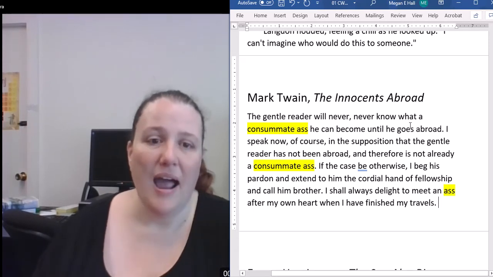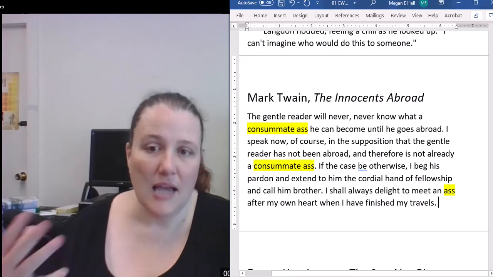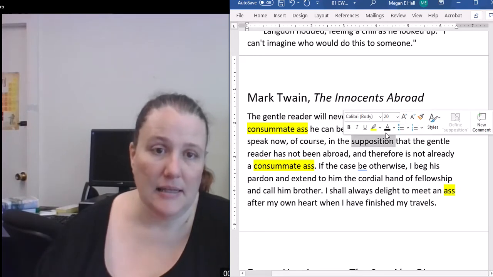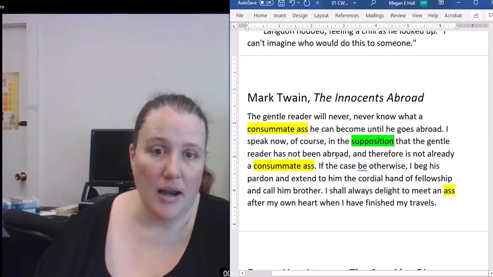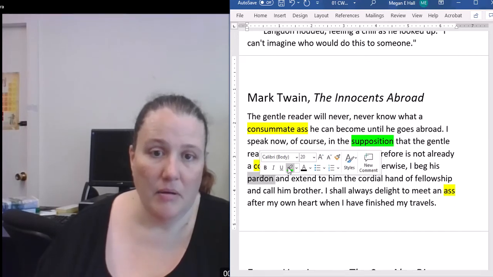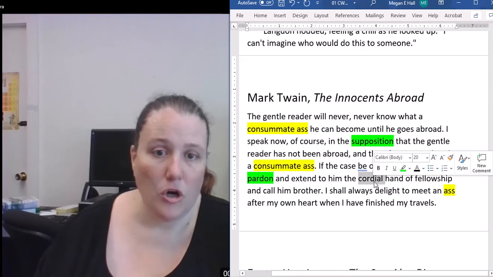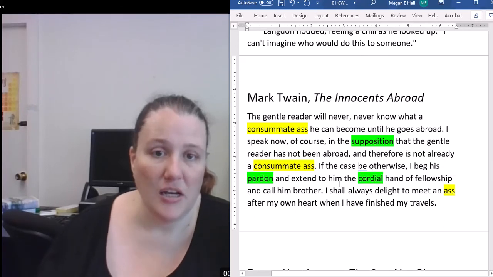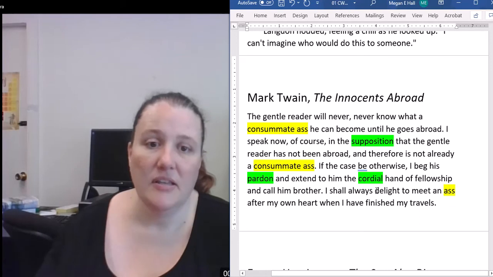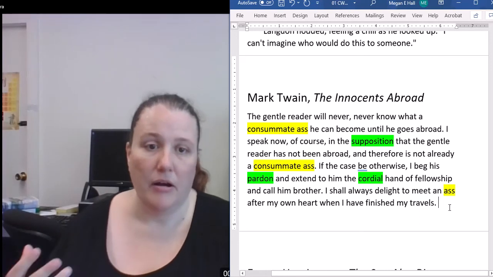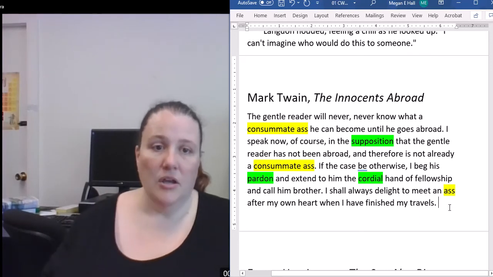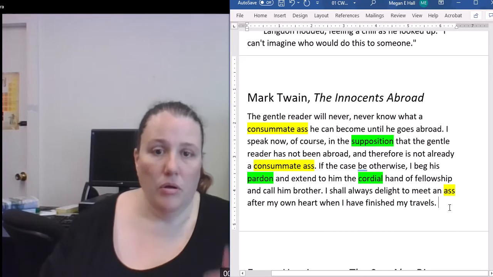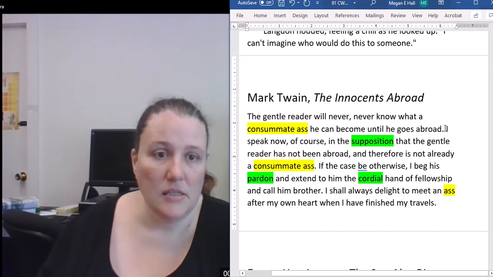We also have, just I think because of the time period, but also stylistically, some of these larger words that we might not use: beg his pardon, cordial, supposition. So we have a little bit of a heightened vocabulary here. And also some longer sentences than we just saw.